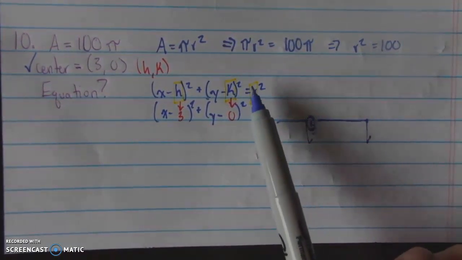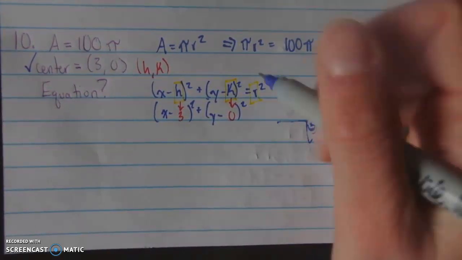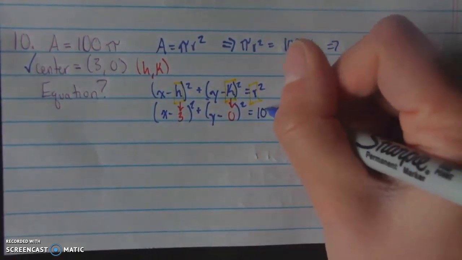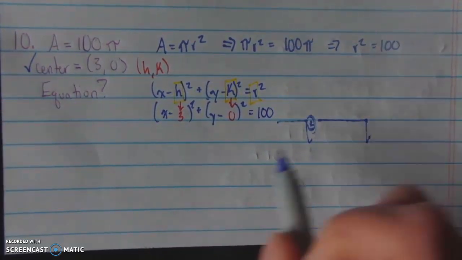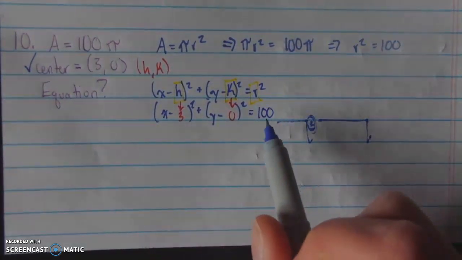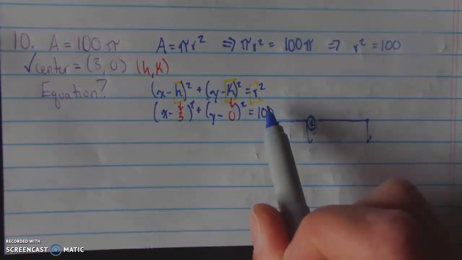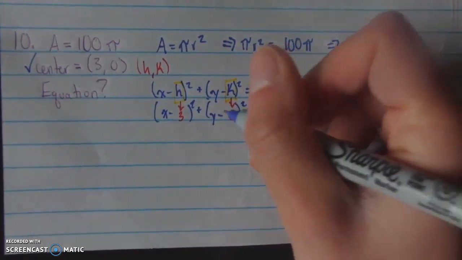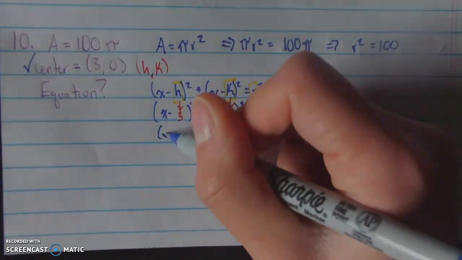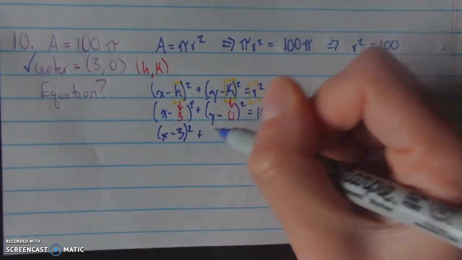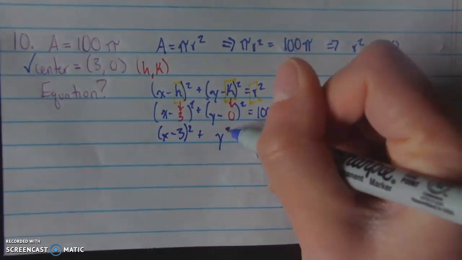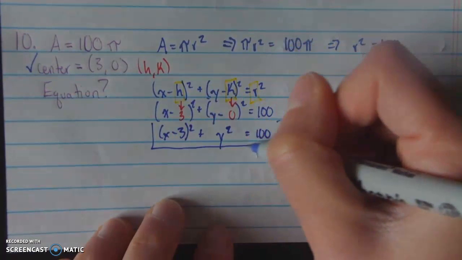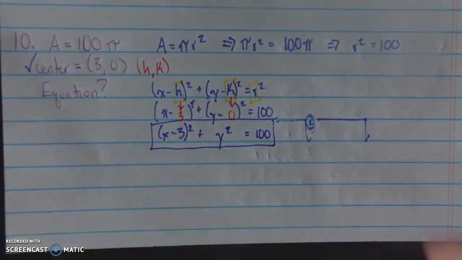But since my formula actually asks for r squared, it's kind of handy just to leave this as r squared equals 100 and have this whole thing equal 100. I can still simplify it, and it wouldn't be wrong also to have a 10 squared here. I just like to see the square itself. And that's going to give me a simplified answer of (x minus 3) squared plus, well, y minus 0 is just y squared, is equal to 100. And that would be our final answer, and we'd be done with that problem.